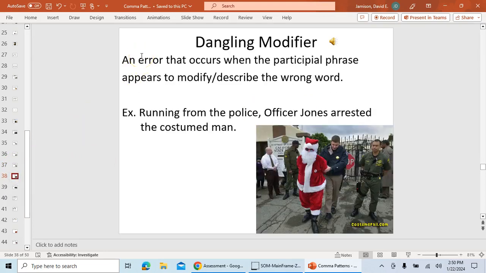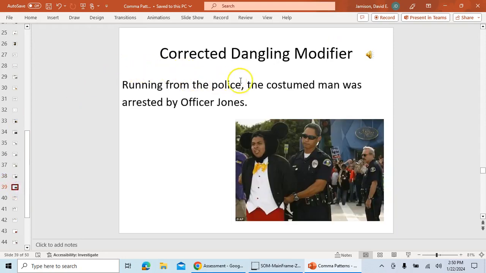An error that can occur with these is called a dangling modifier, and this is where you modify the wrong noun. This is where you make it look like you're describing one noun when you're actually describing another. So in this example, running from police, Officer Jones arrested the costume man. Obviously, Officer Jones isn't the one running from police, the costume man is. So we need to make sure that that's in the right order. Running from police, the costume man was arrested by Officer Jones.